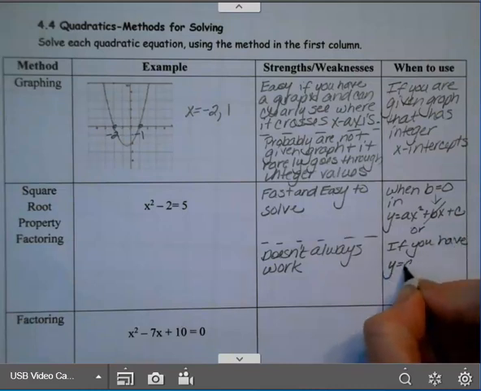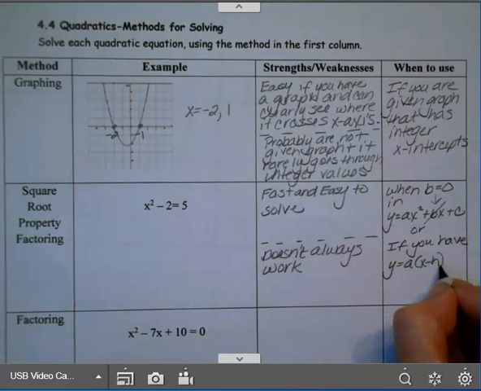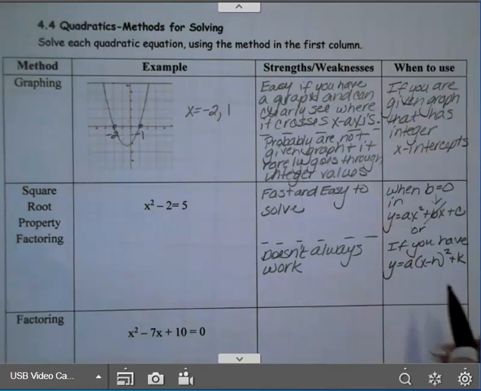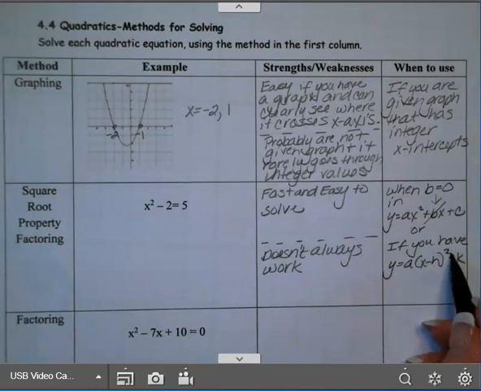y equals a(x minus h) squared plus k. If you have it in this one as well, where I don't have a bx term unless I multiply this out, I have a squared term, and then k is a number. So I don't have that bx term again the way this is written.